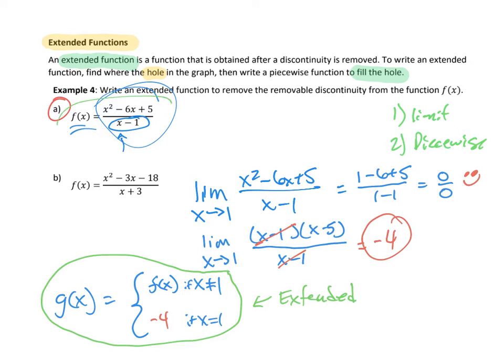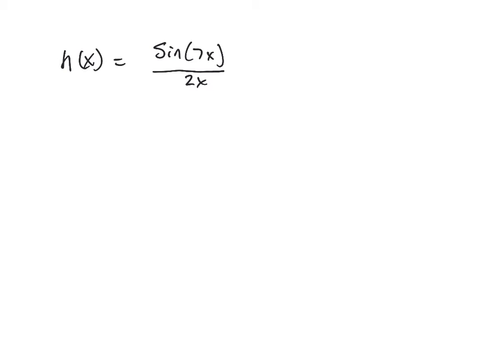Everywhere except 1, we stick with the same old function, f of x. But when x equals 1, we want it to equal the limit. We want the dot to be in the hole instead of either non-existent or somewhere else. And so that's an extended function. I obviously don't have room for letter B here, so I'm not going to cover that on this slide. But that's how we do an extended function. Let me show you a couple more examples just so that when you're working on the homework, you'll have an idea of how to attack these.